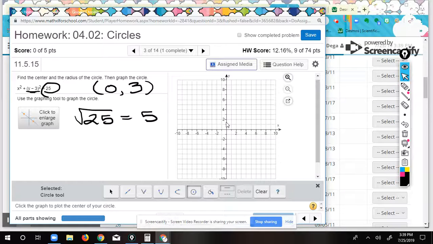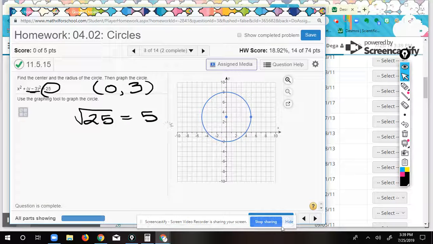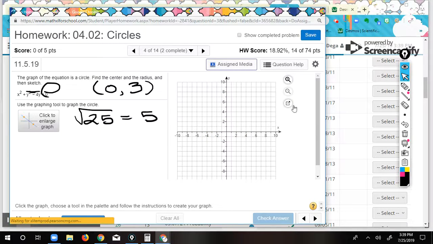Okay, 0, 3 is right up here. And then I'm going to count out 5. Should be right about there. Let's see. Yay! Hide. I'm going to hide that. Okay.